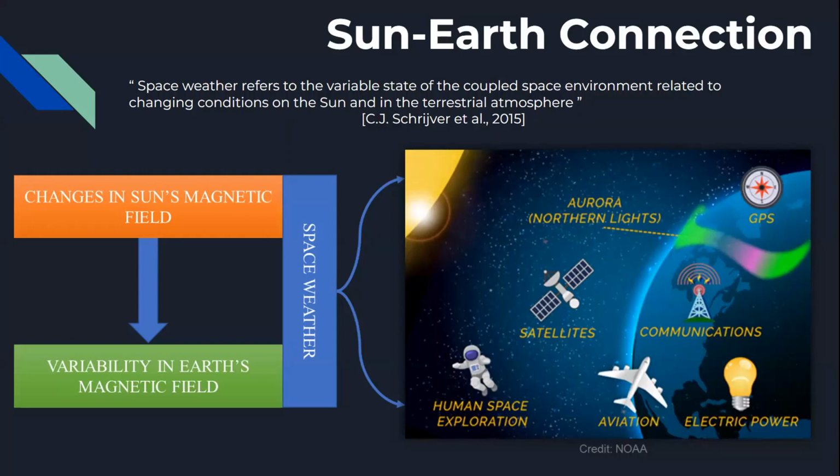And these effects can be seen at Earth as different phenomena, and there can be auroras in the northern part of Earth. It can affect our satellites. It can affect our communication. It can affect our electric power. Through satellites, it can affect our GPS. So it has a lot of effects which we need to know. We need to know how space weather is behaving right now, so that we can mitigate these effects.